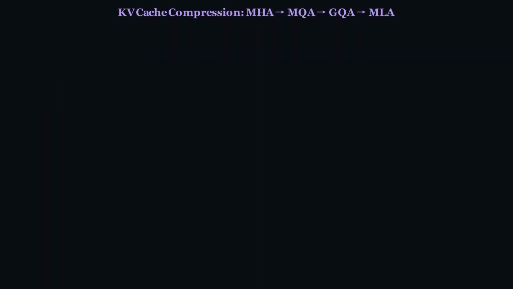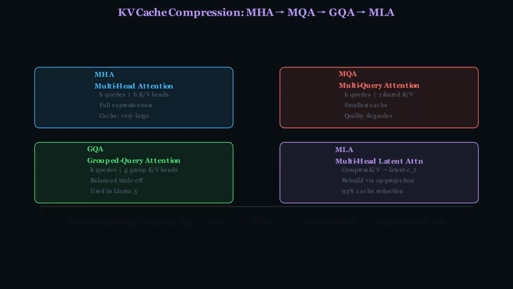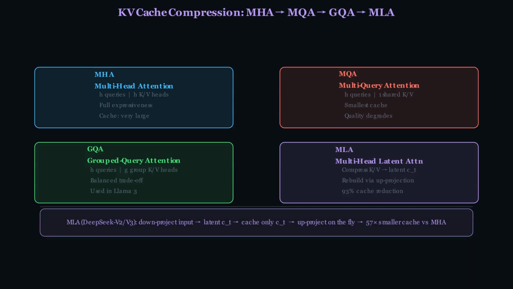4 architectural strategies address the KV cache problem, each with a different trade-off between expressiveness and memory. MHA keeps full keys and values for every head. MQA shares one key value pair across all heads. Fast but lower quality. GQA groups query heads and shares 1 KV per group. The sweet spot used by Llama. DeepSeek's MLA compresses keys and values into a tiny latent vector using low rank projection, achieving a 93% reduction in cache size without sacrificing quality.